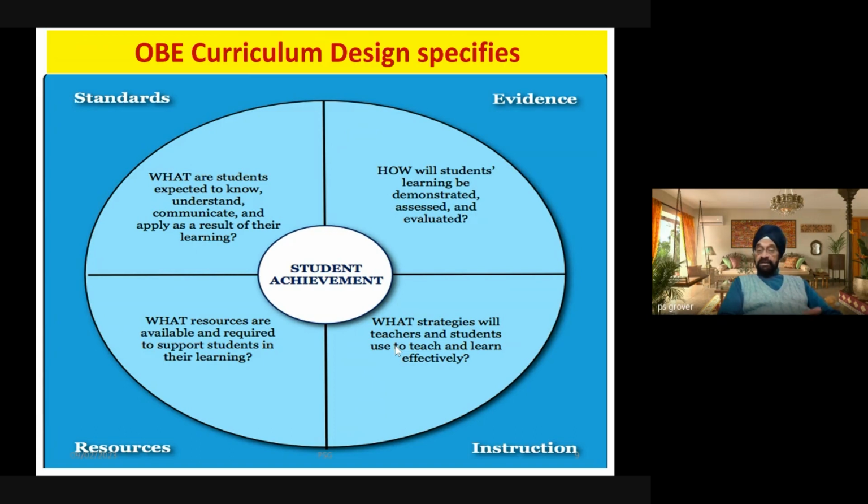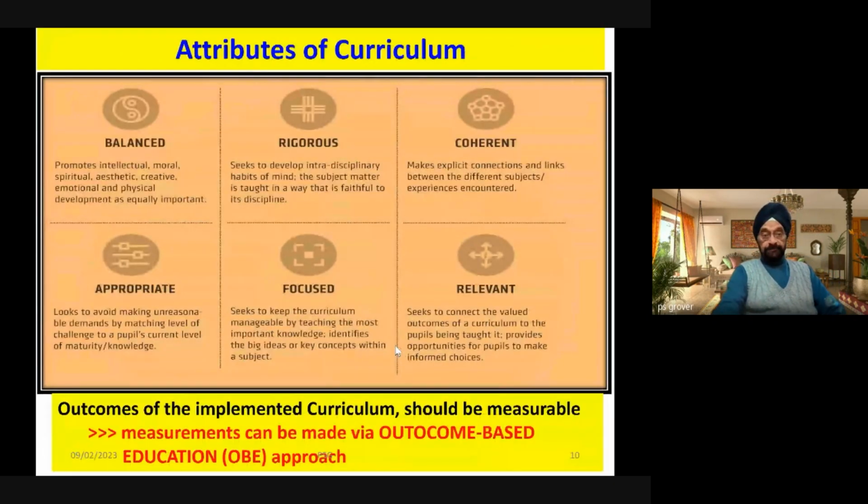How will students learn, demonstrate, assess, and evaluate what they have done? That means the curriculum should provide us the evidence, that is, assessment. Similarly, what strategies will teachers and students use to teach and learn effectively? What sources are available and required to support students in their learning? When you have a curriculum, all these things should be specified. Only then would the curriculum be said to be according to outcome-based principles.